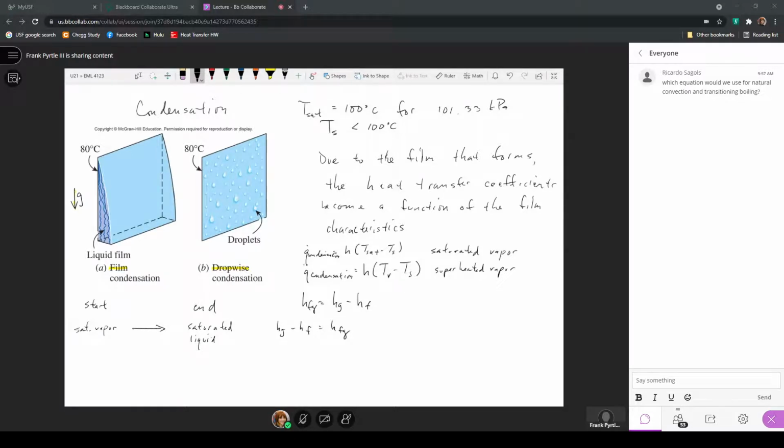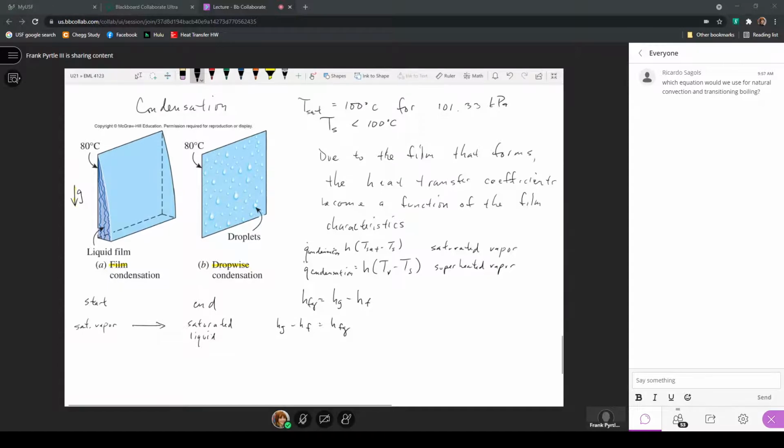If I get liquid water to condense on that surface, the only energy that was removed from the vapor was exactly the latent heat, in that I went from an enthalpy of the vapor phase to the enthalpy of the liquid phase. But let's say I go from superheated vapor to saturated liquid.